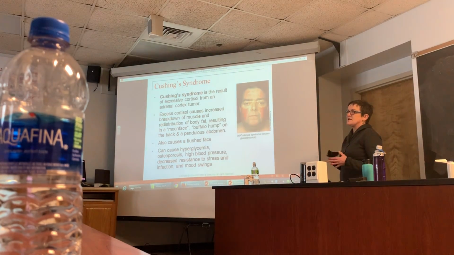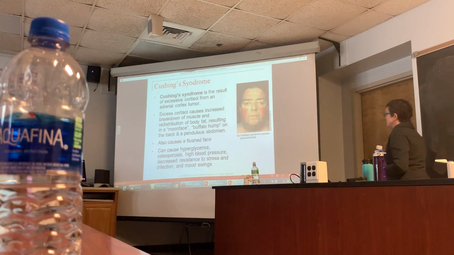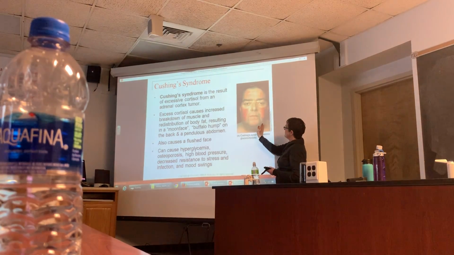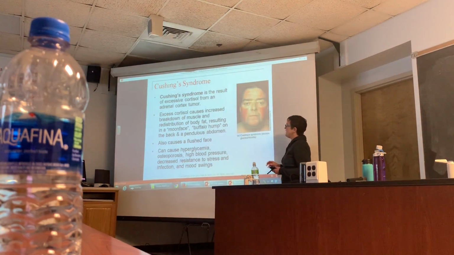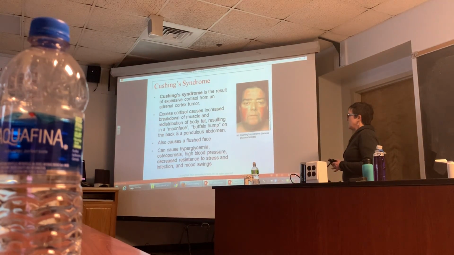Because you're increasing metabolism of protein and fat, too much cortisol or other glucocorticoids can increase muscle breakdown, because you're breaking down protein in the muscle to get those amino acids for energy. There's also an effect on fat. You get a redistribution of body fat, resulting in what we call a moon face or rounded face, and buffalo hump on the back, and also an increase in abdominal fat.